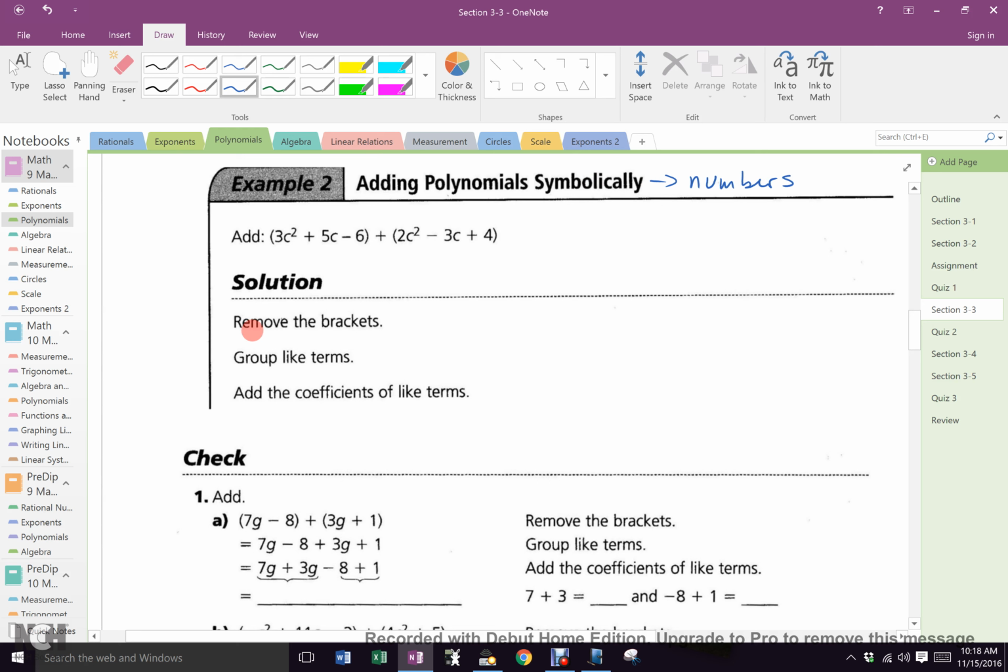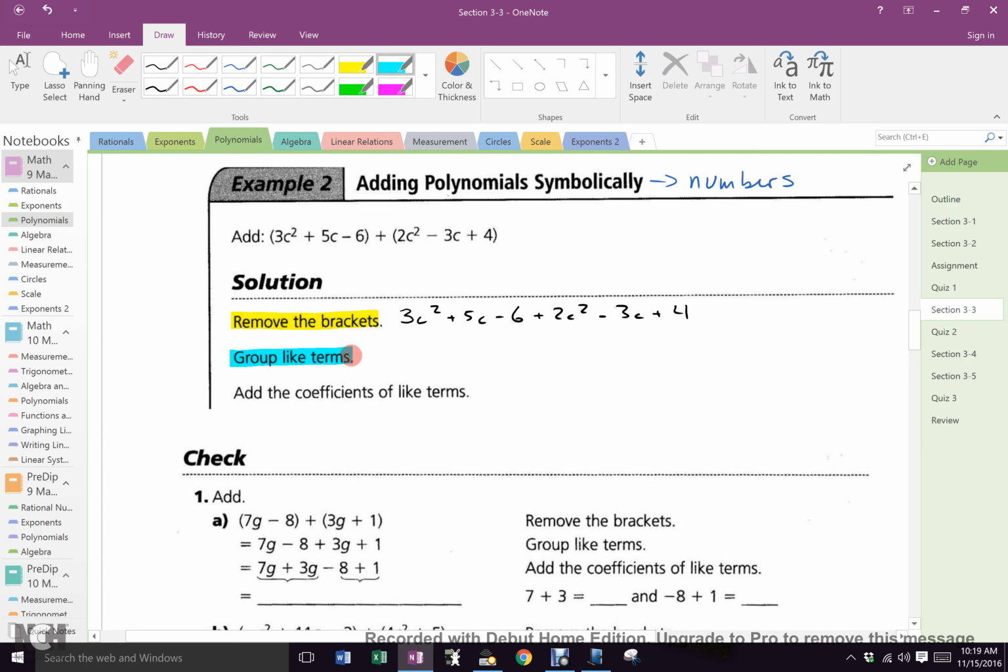Now, there's a lot of ways to do this. But listen to me, please. If you actually write it down, it's really, really difficult to do it wrong. If you actually do these steps, it's not hard. So step one says remove the brackets. Instead of writing this with brackets, we're going to write it without brackets. 3c squared plus 5c minus 6 plus 2c squared minus 3c plus 4. Pretty easy, right? We can do that.